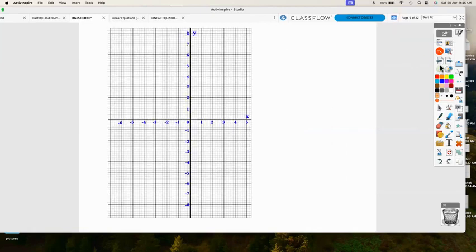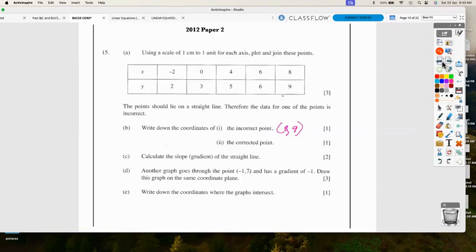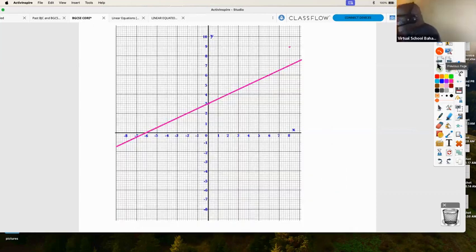Sorry, did I do the graph? You did, but it wiped out. Okay, no, yes. Okay. All right, so what would be the correct point?